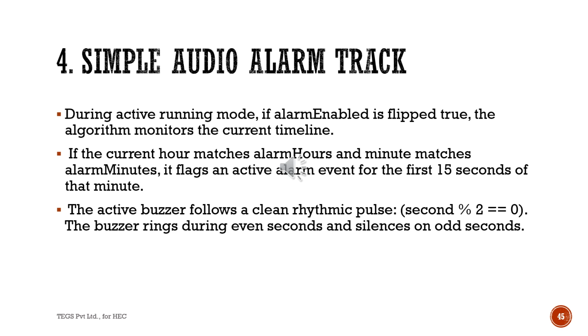4. Simple audio alarm track. During active running mode, if the alarm enabled flag is flipped to true, the algorithm monitors the current timeline. If the current hour matches the alarm hour and the minutes match the alarm minutes, it flags an active alarm event for the first 15 seconds of that minute. This activates the buzzer, which follows a clean rhythmic pulse. The buzzer rings during even seconds and is silent on the odd seconds.